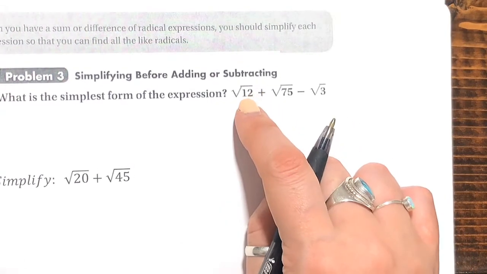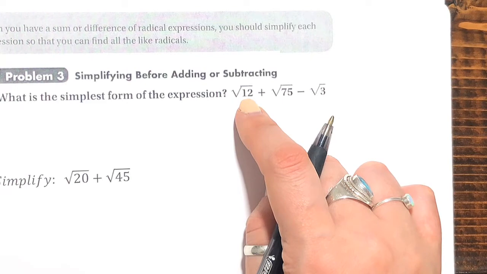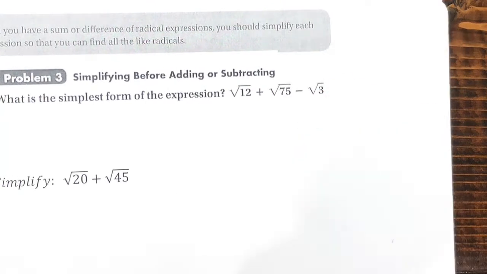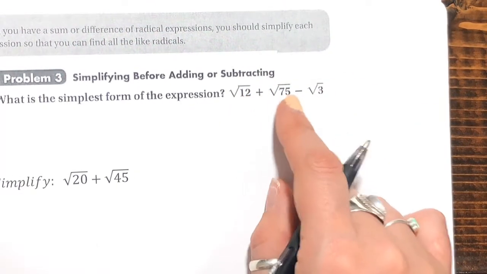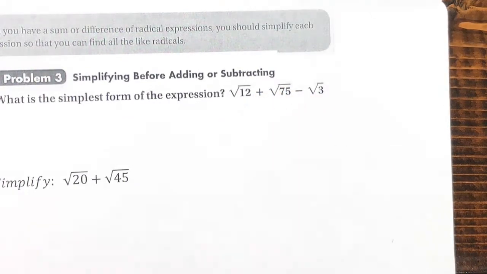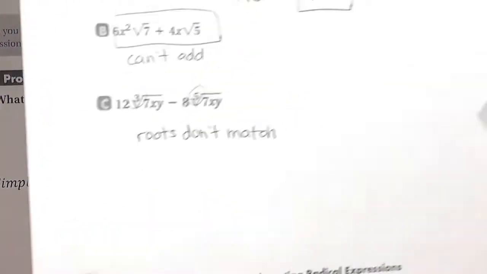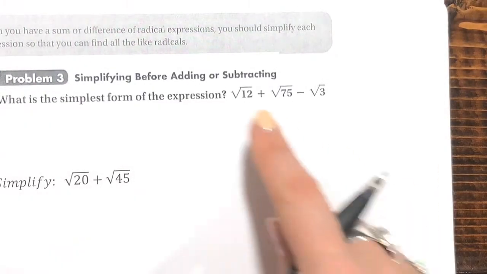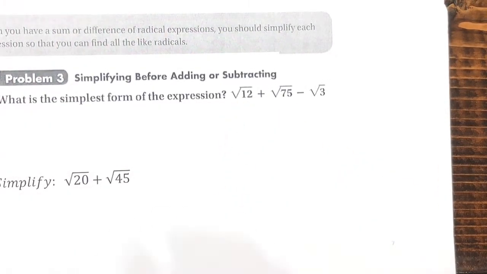So like if I look at this problem, they're saying what's the simplest form of the expression? I have a square root of 12, a square root of 75, and a square root of 3. So right off the bat, you might just say, oh, can't do it. They don't match. But because these numbers can be reduced, we might be able to make it work. So far, all the ones I've shown you on the other ones have all been prime numbers, like 5, 7, where we couldn't reduce them. But 12 and 75, they can be reduced.